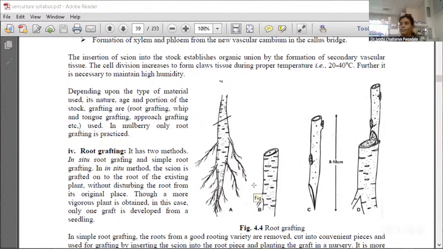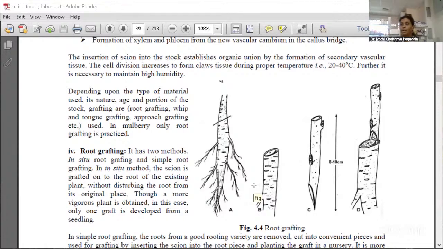Scions are chosen from 1 year old plants and only the middle part of the shoots is used, leaving the top and the base regions. The leaves from these plants should not have been plucked during the previous year. Further, it should have a narrow and compact pith.